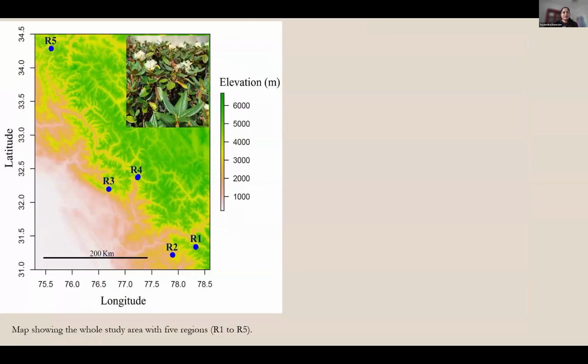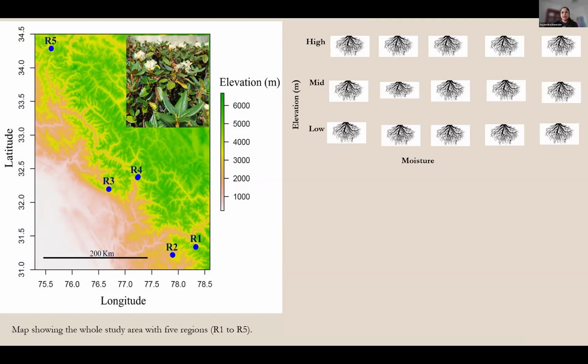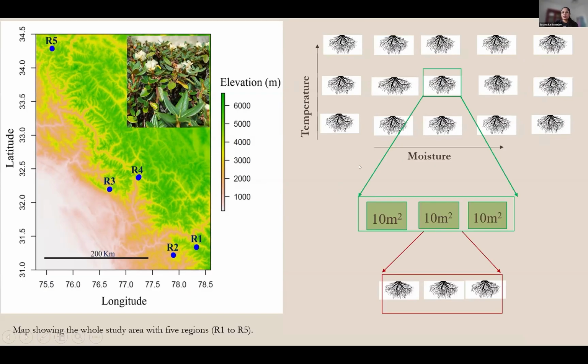So I selected 5 sites with different precipitation, and at each site I selected 3 elevations. So in total I had 15 populations. At each population, I laid 10-meter square plots, and from each plot, I selected 3 rhododendron individuals from which I collected the fine roots, stored them in silica gel.